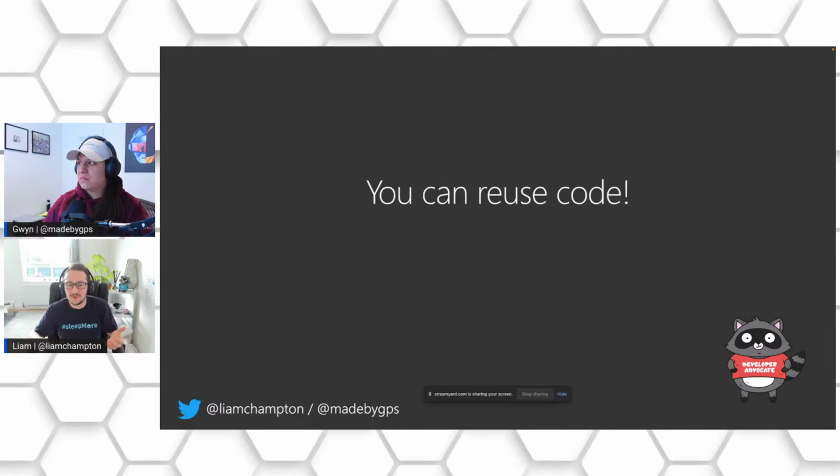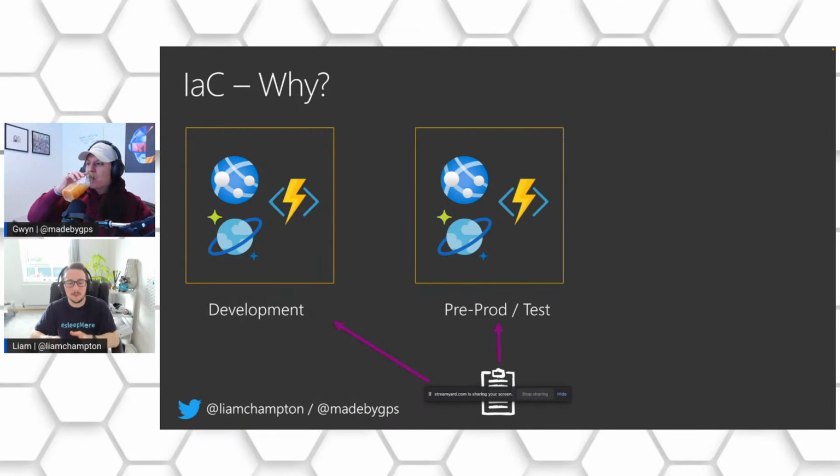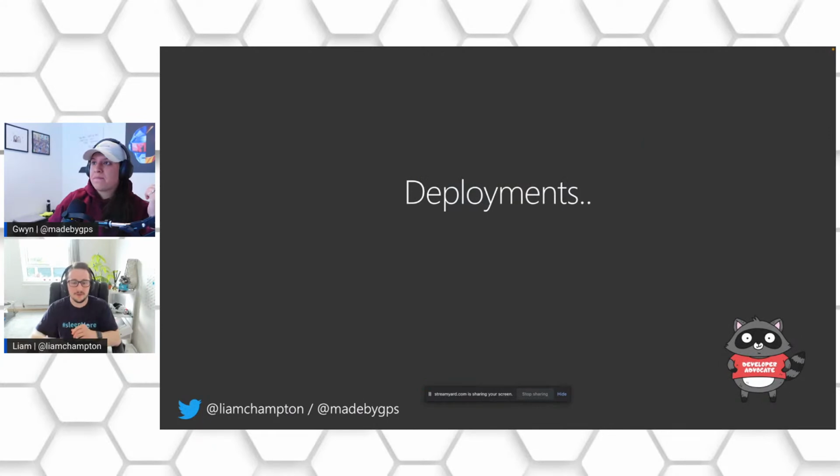Why do we use it? Well, it's essentially so we can reuse code. And I've got a really good diagram coming up to show you why. Imagine we've got a development environment and we want to replicate that, but we don't want to send an engineer to do this three, four, five times, right? We can just use one infrastructure as code file to create the same development environment with pre-prod or a test environment, and then ultimately with production as well.